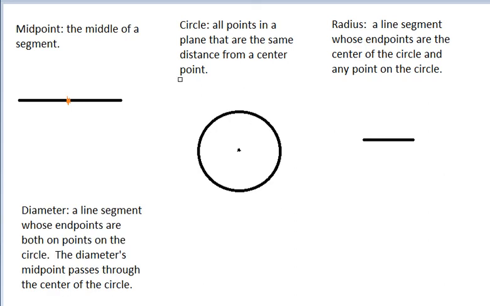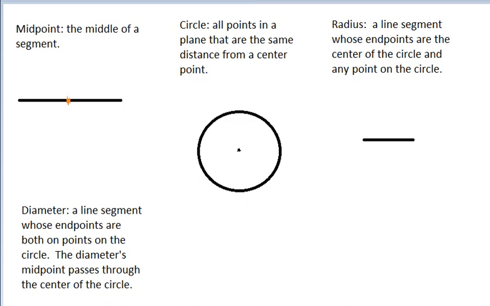Okay, I went back and made a better circle. That way this will all make sense. And I'm going to tell you a little bit about diameter. Diameter also relates with a circle and the midpoint. All of this is going to connect. A diameter is a line segment whose endpoints are both on points on the circle, so they're going to be on the edge of the circle. The midpoint passes through the center of the circle.